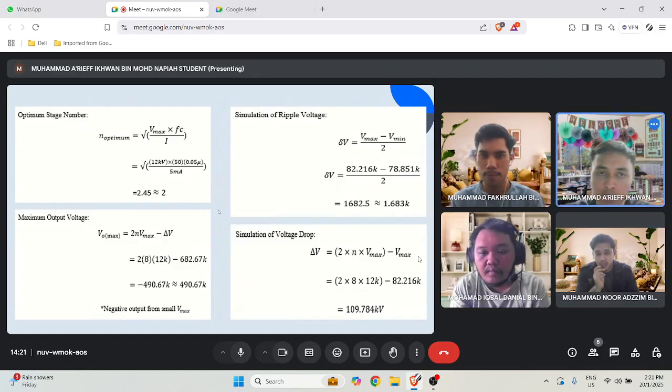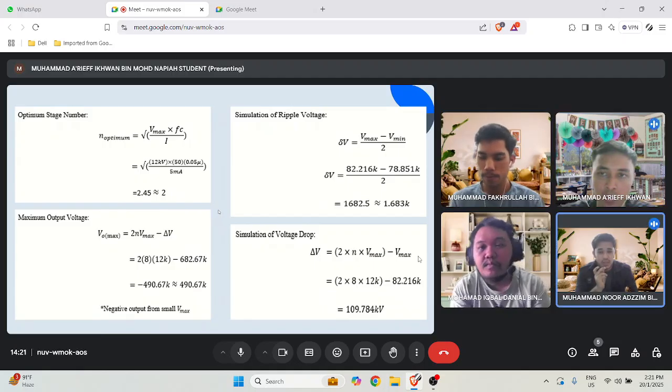Next slide. For the optimum stage number, the formula for n optimum is the square root of Vmax times FC divided by I, and we will get 2.45. For consideration, it will be 2, and then we will calculate the simulation of ripple voltage. This is based on the ripple voltage value.